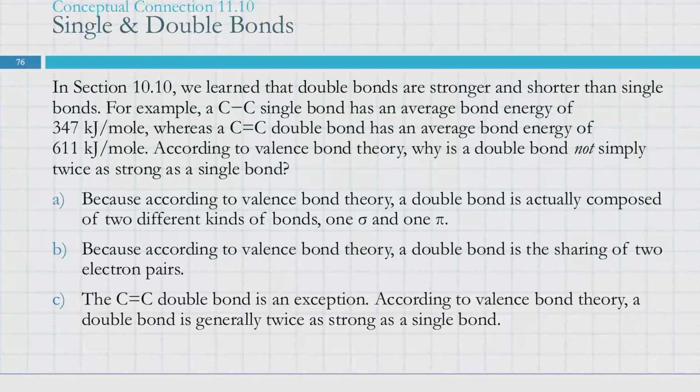Discuss with your neighbor. Okay, why is our double bond not just twice as strong as our single bond? What are our two types of bonds? Our two Greek letters of bonds? Pi and sigma. Yeah, pi and sigma bonds.